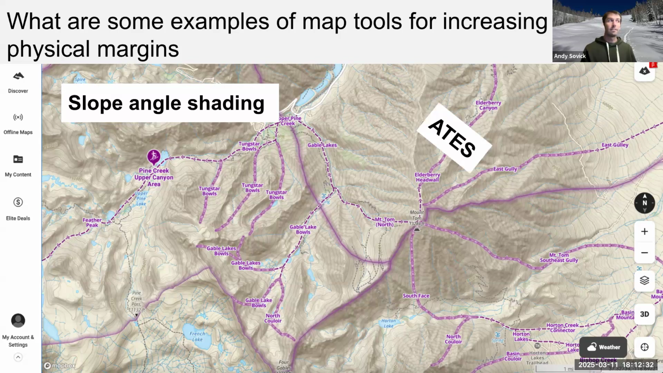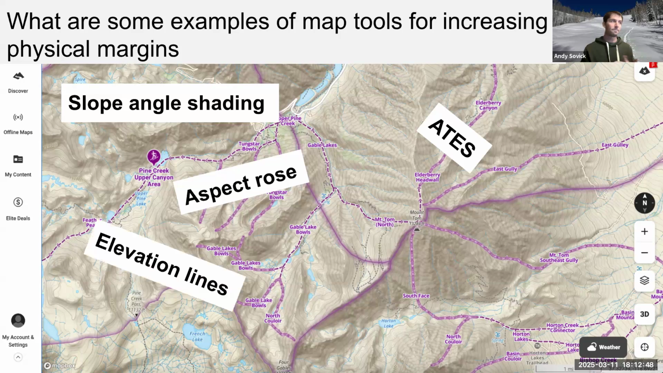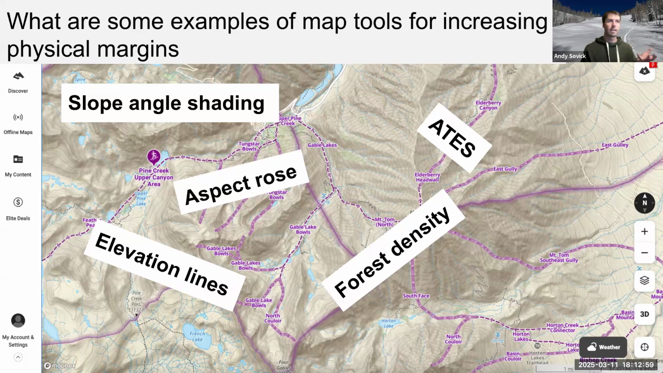Hopefully someone thought ATES is something that you can see on a map that will help you increase a margin of safety. Aspect, of course, when you look at the avalanche forecast, it tells you things about slopes you should be avoiding or staying on, slope angles, what aspects have the avalanche problem of the day, what elevation the avalanche problem of the day is, and maybe some things about the characteristics of open terrain versus forested terrain. All of these things can be found on a map. These are the things that we should be studying when making decisions in the backcountry.